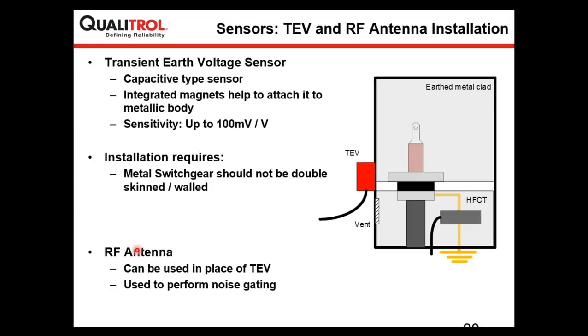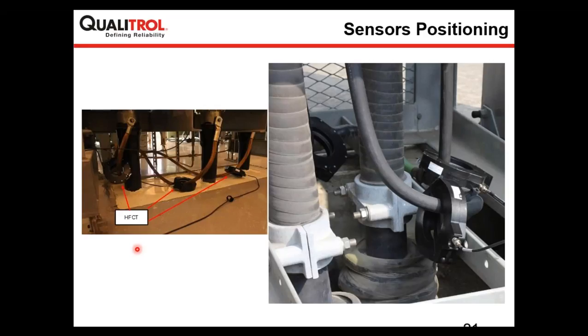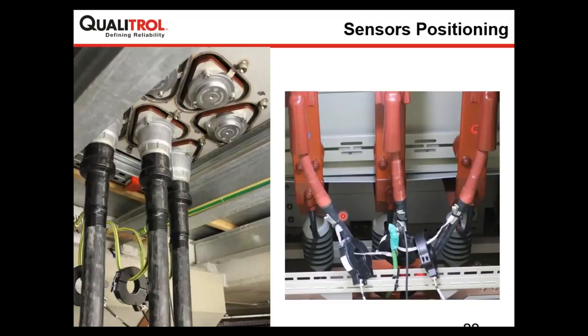So here are some examples of the placement of high frequency current transformers. On the left, you can see there are 3 high frequency current transformers on the individual cable earth shields of a 220 kV cable termination to GIS. On the right side, again, another example, where you have HFCT on the individual cable earth shield, and on the left you can see an example of a sensor along with HFCT.